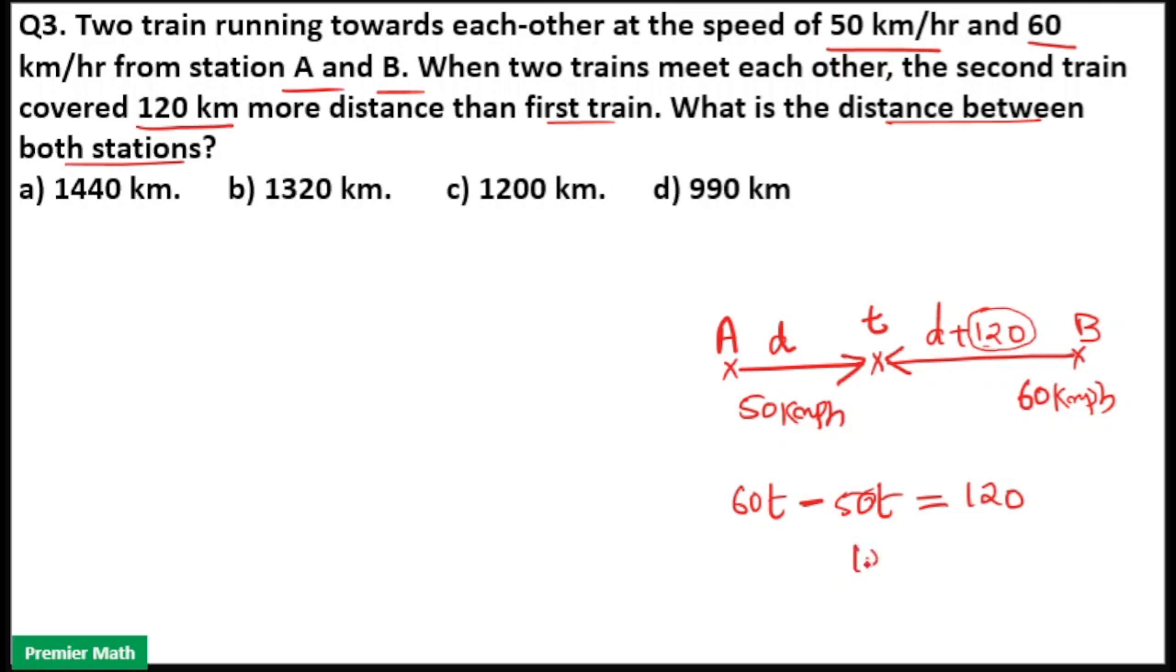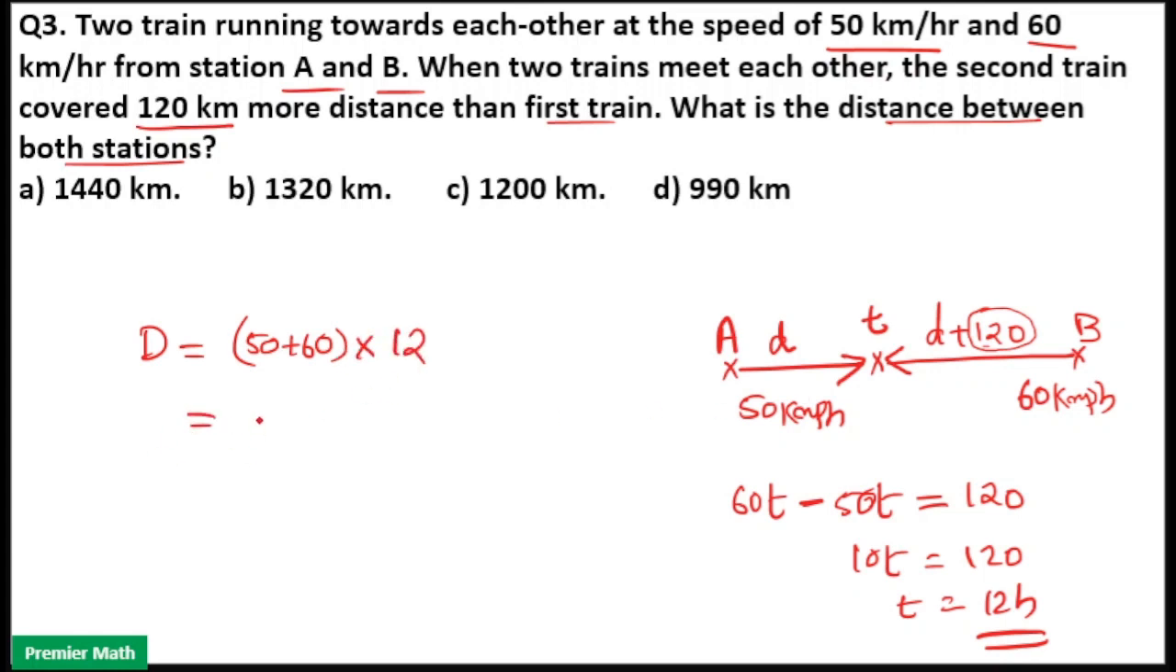Distance traveled by the second train minus distance traveled by the first train is 120 kilometer. That means 10t is equal to 120 kilometer and t is equal to 12 hours. So time to meet is 12 hours. Total distance covered will be the relative speed of both the trains, 50 plus 60, because both are traveling in opposite direction, into time taken, 12 hours. That means 110 into 12 is equal to 1320 kilometer. So option D is your answer.